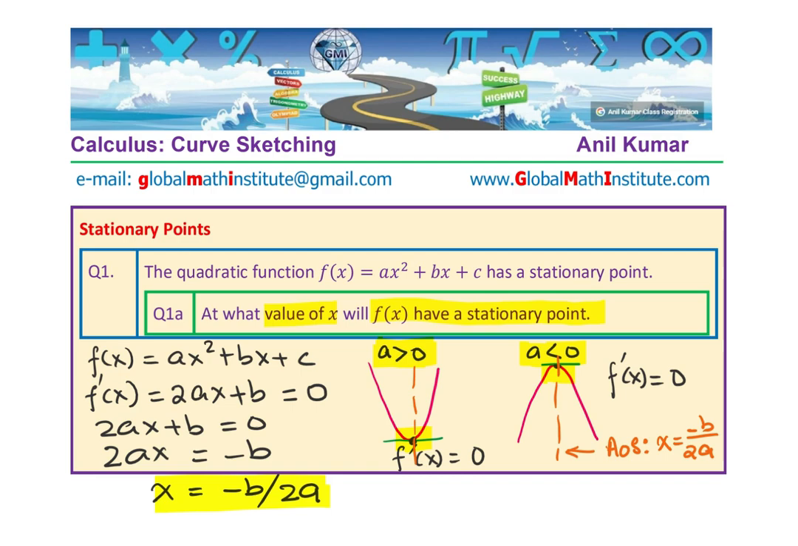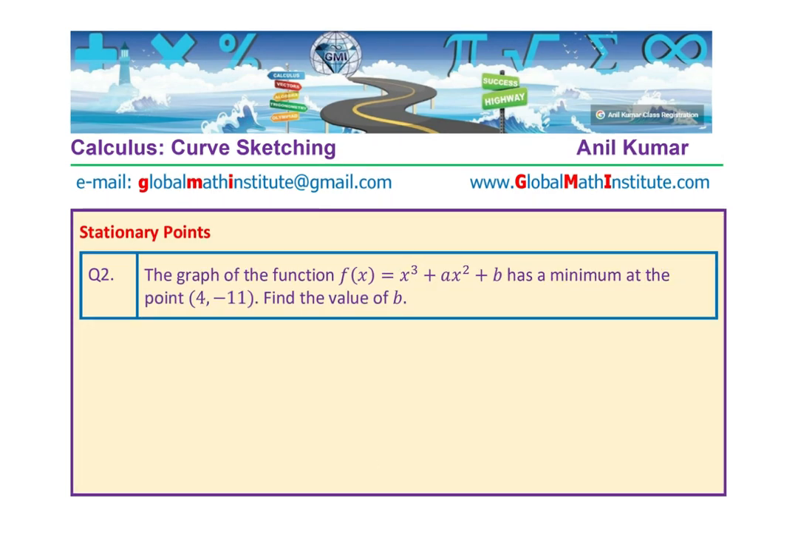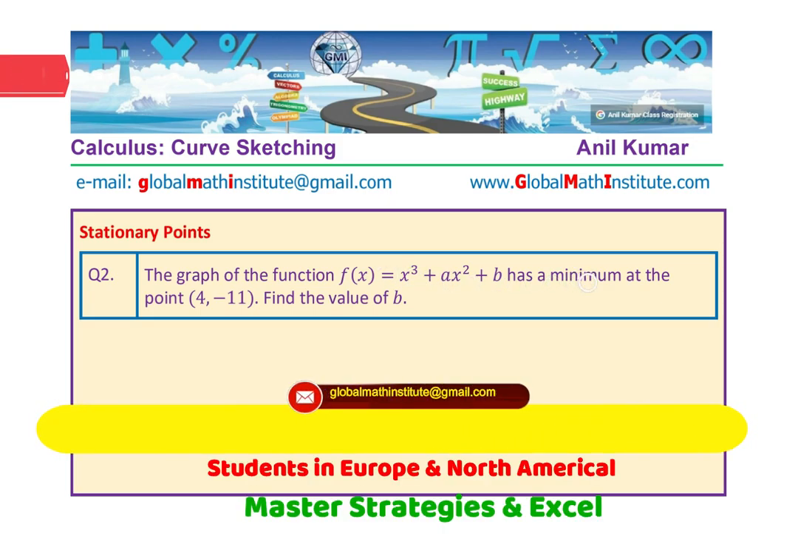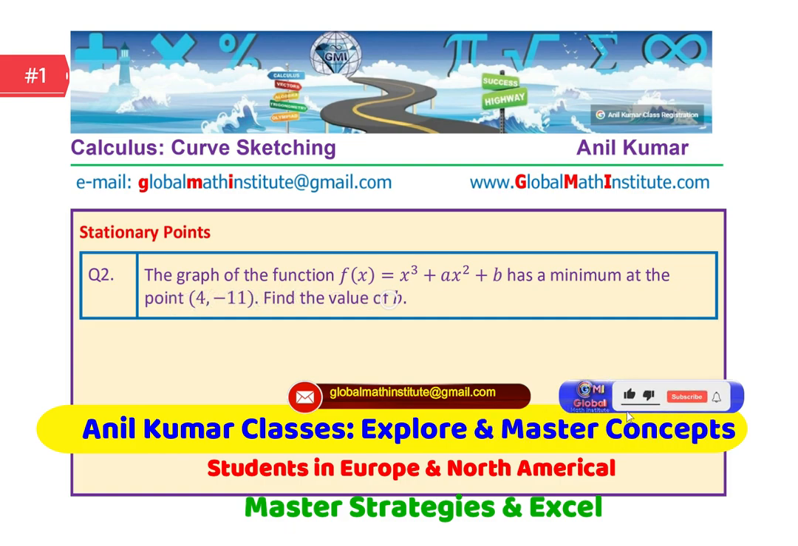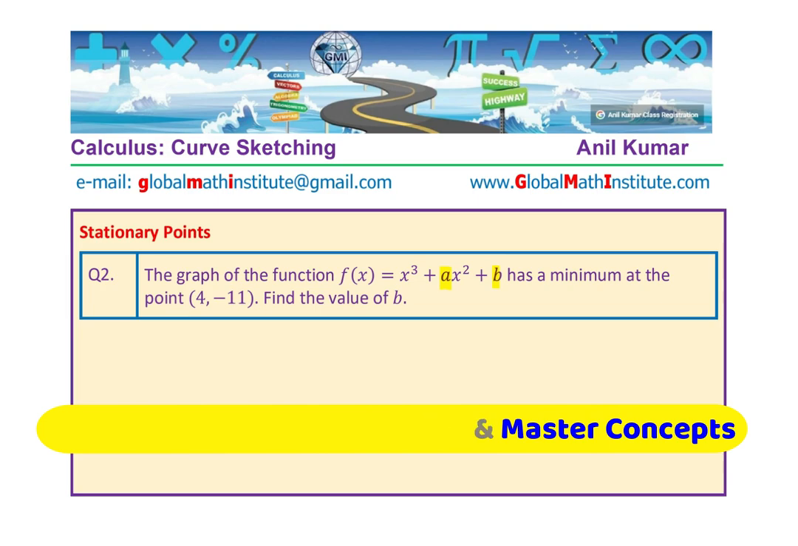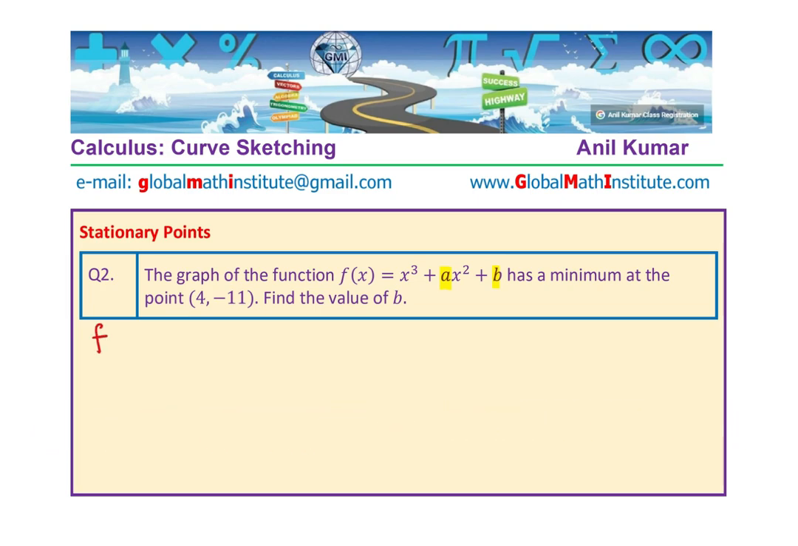Now let's look into the second question, which is: the graph of f of x equals x cubed plus ax squared plus b has a minimum at this point. Find the value of p. So in this case, what you notice is that there are two unknowns, a and p. So we have to find two values in fact, right? So we have the function which is x cubed plus ax squared plus b. To get two equations, we also know that the point is on the function, right? So what is the value at 4?